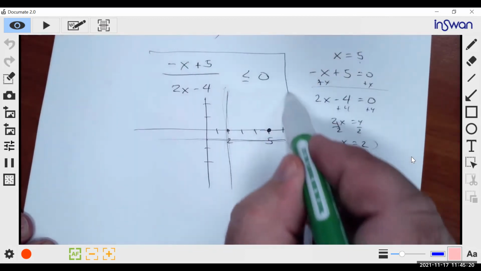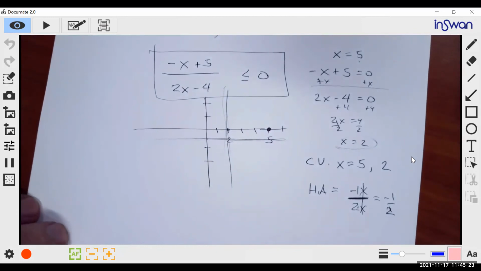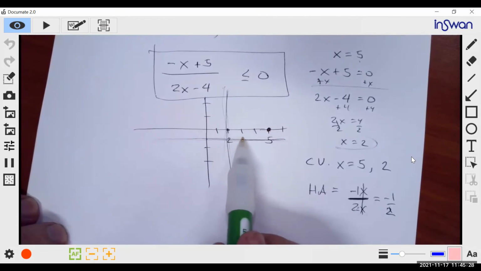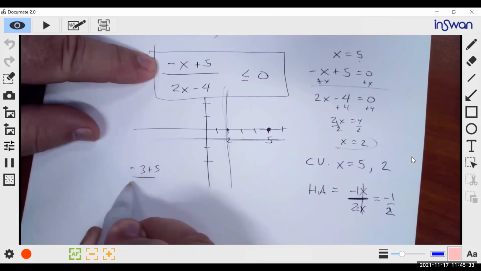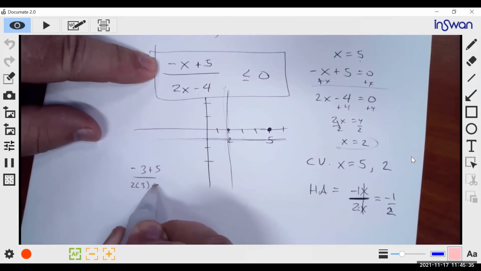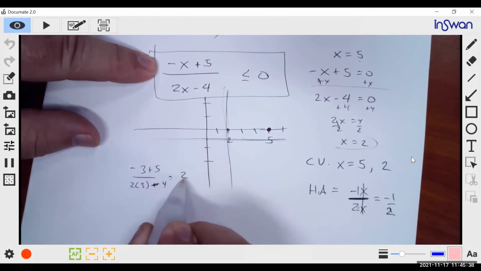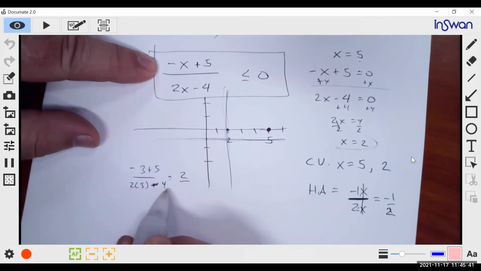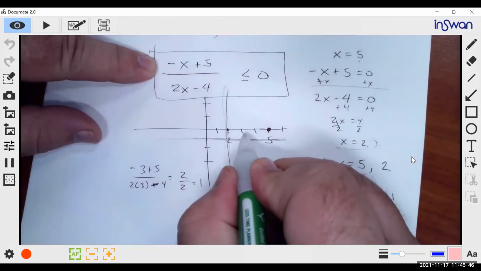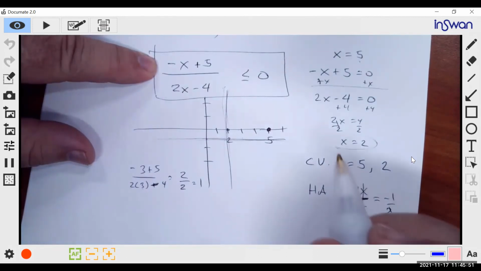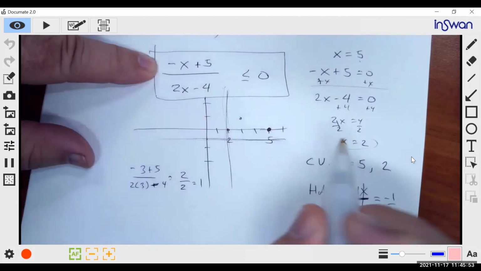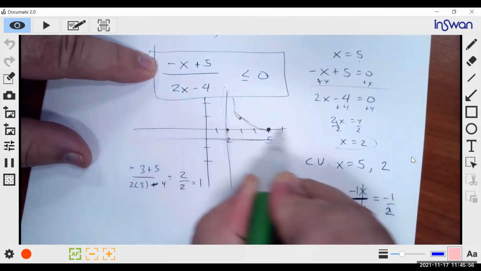So looking at this equation, let's try to graph it. I can't use 2. We know that's a 0. So if I put a 3 in there, -3 plus 5 is 2. 2 times 3 is 6, minus 4 is 2, so it's 1. So at 3, it's 1. And so I know my graph's gonna look like this.